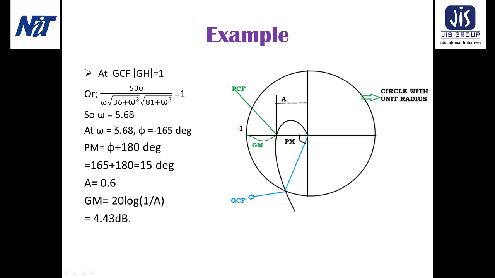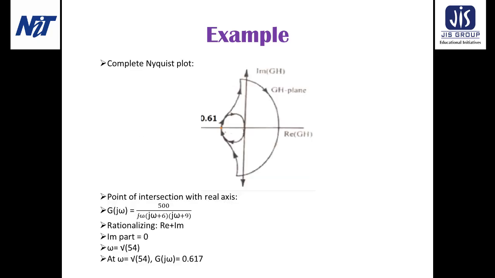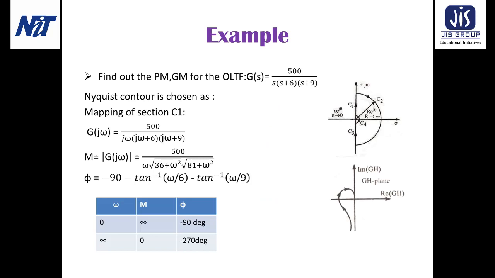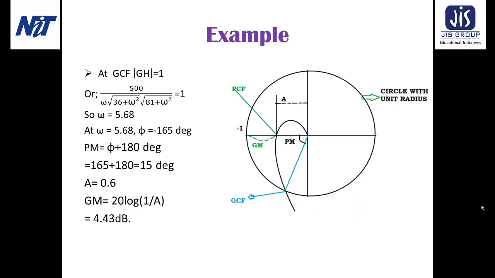And then we put the omega value in the phase angle. From the relation we have already found, that is -90 minus tan inverse omega by 6 minus tan inverse omega by 9, when we put the value of omega here, we find the angle is -165 degree. So this phi is actually this larger angle, and this is -165 degree.